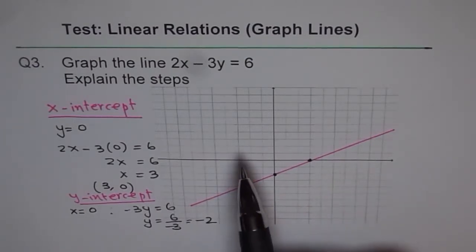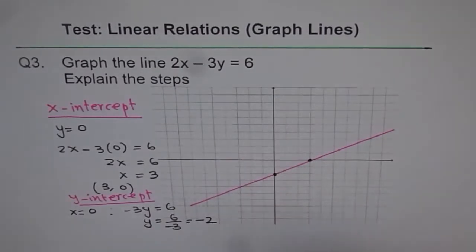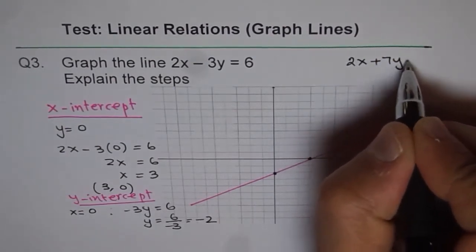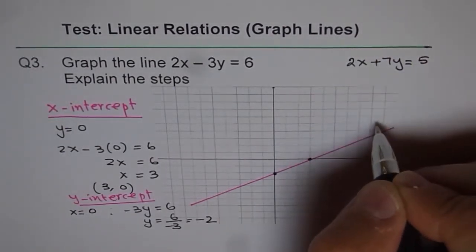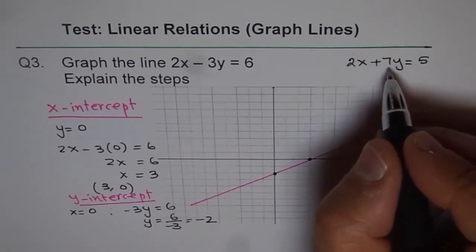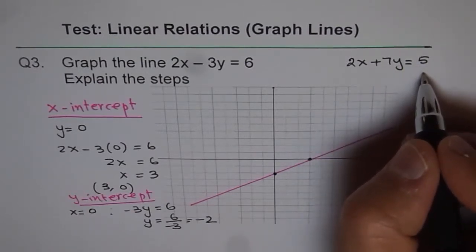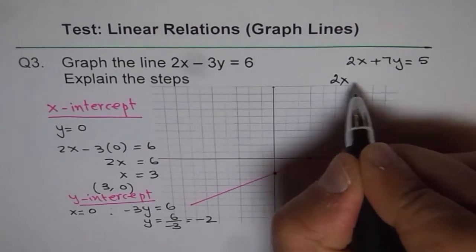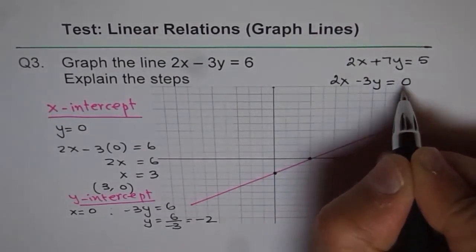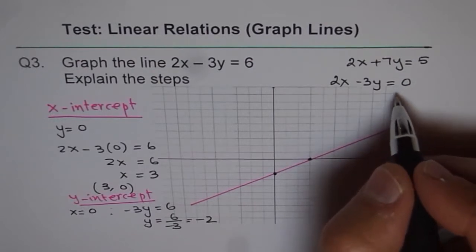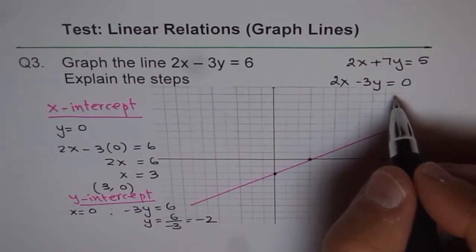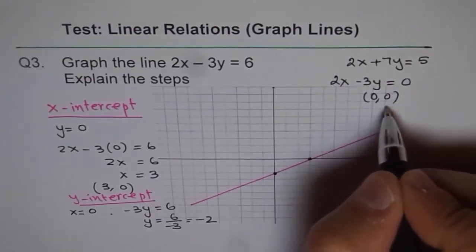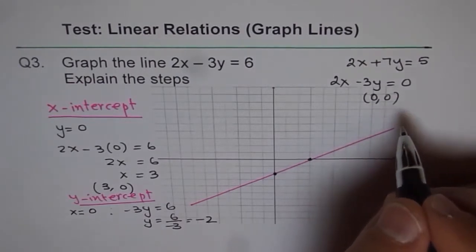At times it can be difficult if we get fractions. For example, if there is an equation which is, let us say, 2x plus 7y equals, let's say, 5. So we get some fractions, right? When you divide by 7, you get 5 over 7. So those are difficult situations. Even if we have an equation like 2x minus 3y equals 0, it is difficult to draw with just intercepts. You know why? Because in this case, both the intercepts are at origin, right? So we only get one point and we don't get the second point.